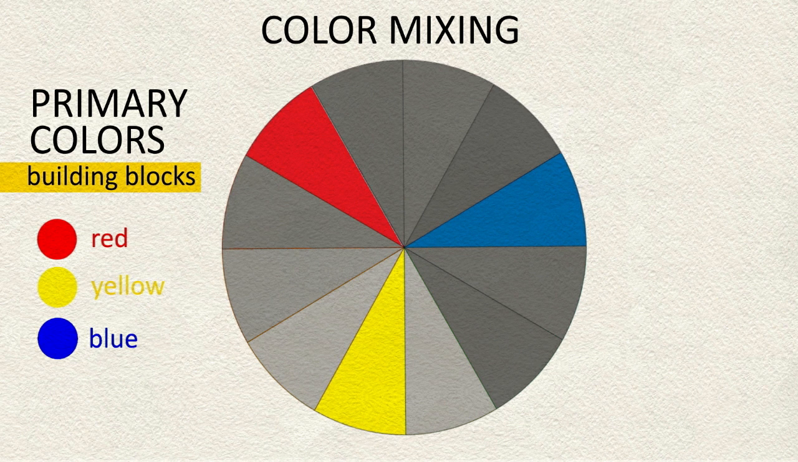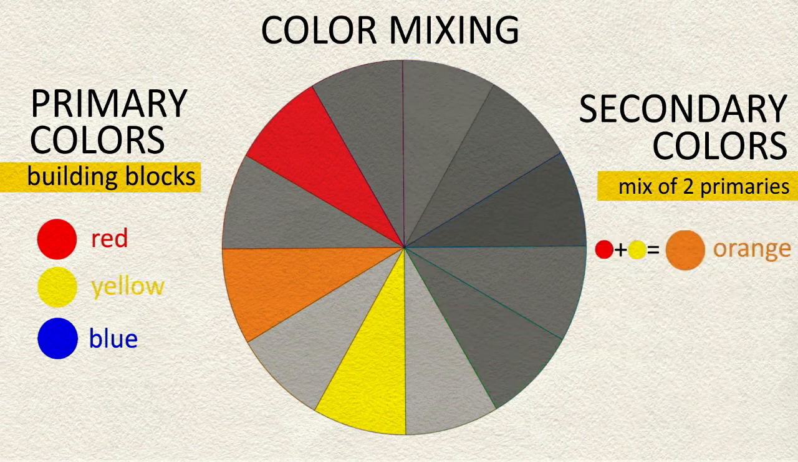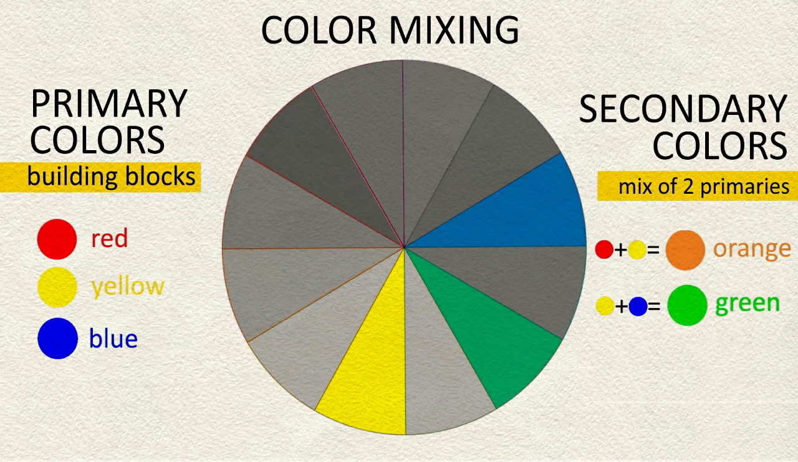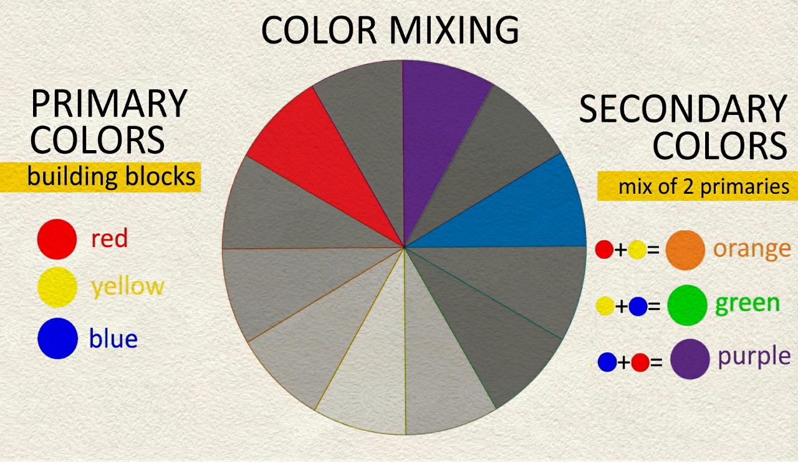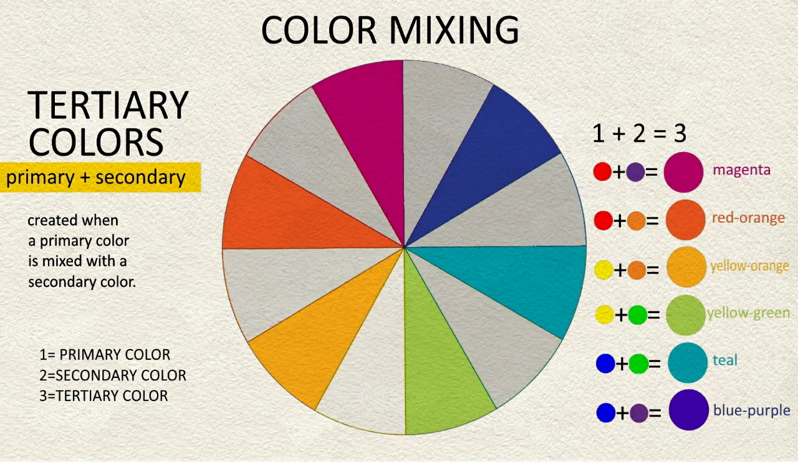When we mix 2 primary colors together, we get a secondary color. Red and yellow make orange, yellow and blue makes green, and blue and red makes purple. When we mix a primary color with a secondary color, we get tertiary colors. For example, red and purple make magenta. Red and orange makes red-orange. Yellow and green makes yellow-green.